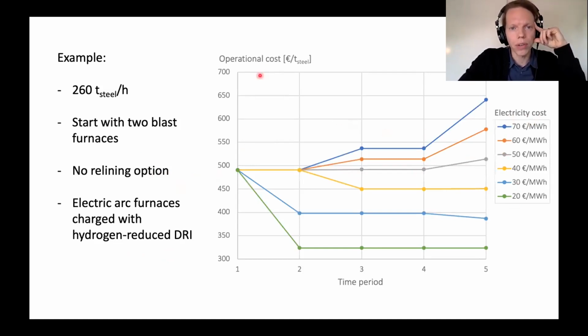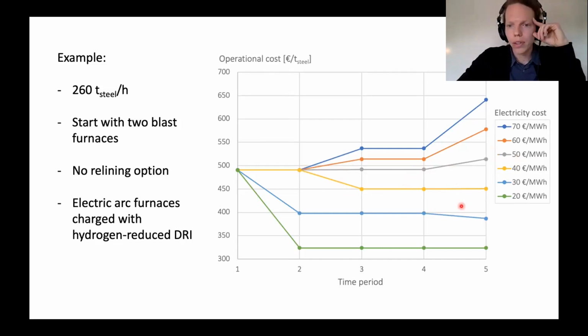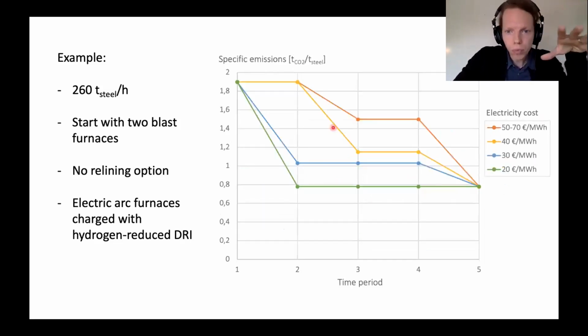And we see here in this graph the operational cost in euros per ton of steel. So we see here that for electricity costs of 50 euros per megawatt hour or more, the operational costs will start increasing as we transition towards this hydrogen-based reduction. But with lower electricity costs, we can expect operational costs to start decreasing. And we can see more clearly what happens in these different solutions when we look at the specific emissions in these different solutions.